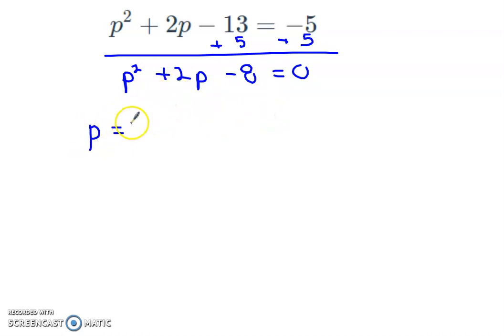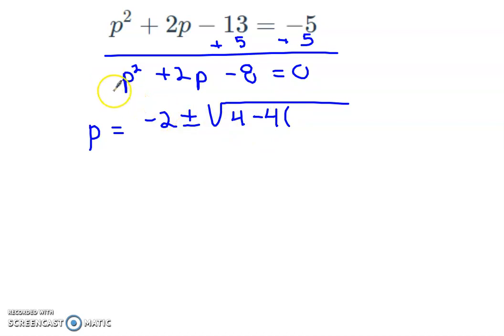b is 2, so negative 2, plus or minus the square root of b squared, so that's going to be 4, minus 4 times a, which is 1. There's no number out front of here, so that's considered a 1, times c, which is negative 8, all over twice what a is. Well, again, a is 1, so 2. This is going to be 4 minus negative 32, or 4 plus 32, so 36.